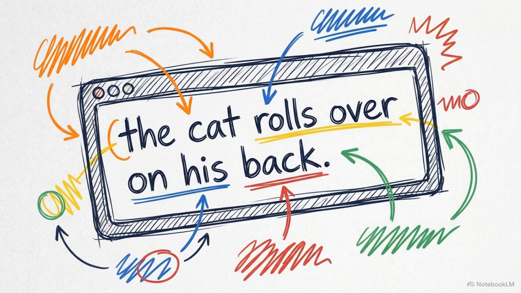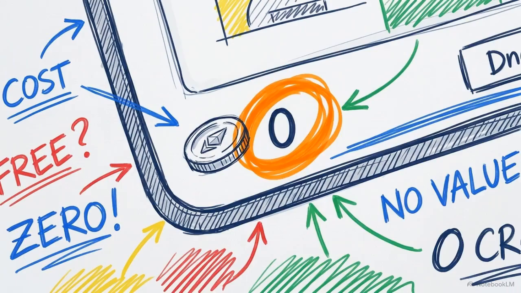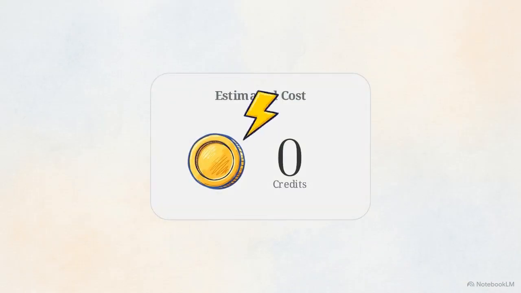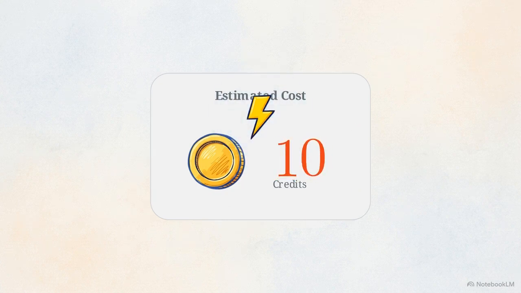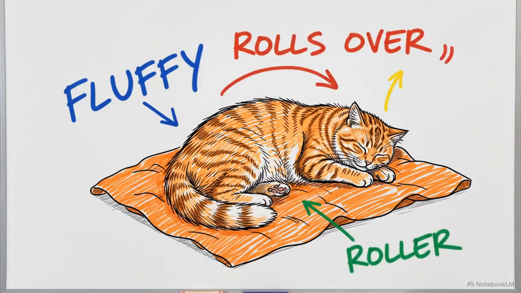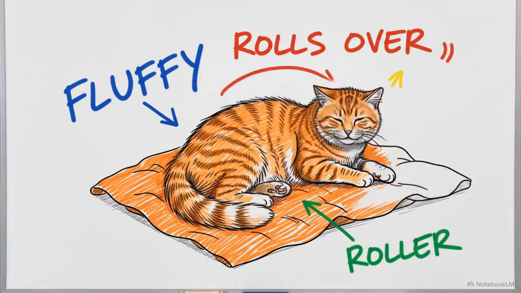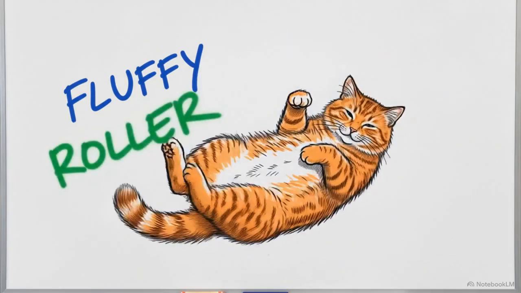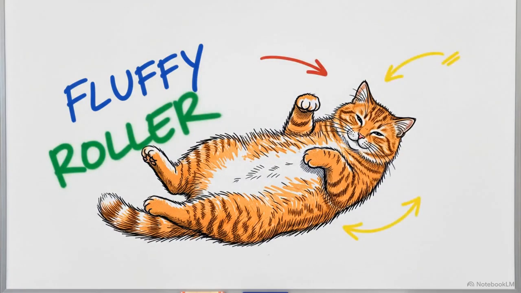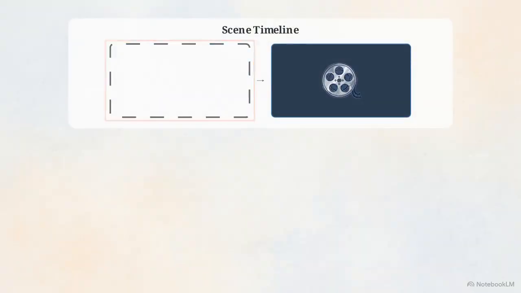Type your motion instructions, like the cat rolls over on his back. Look at the credit estimator one more time. Motion requires significant computing power, so this action will cost you around 10 credits. Here is the resulting asset: a perfectly smooth animation of the cat rolling over, based entirely on our provided reference image.